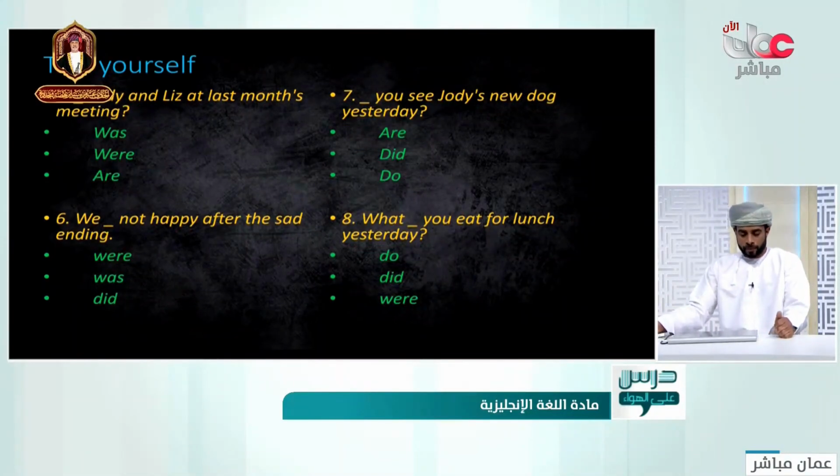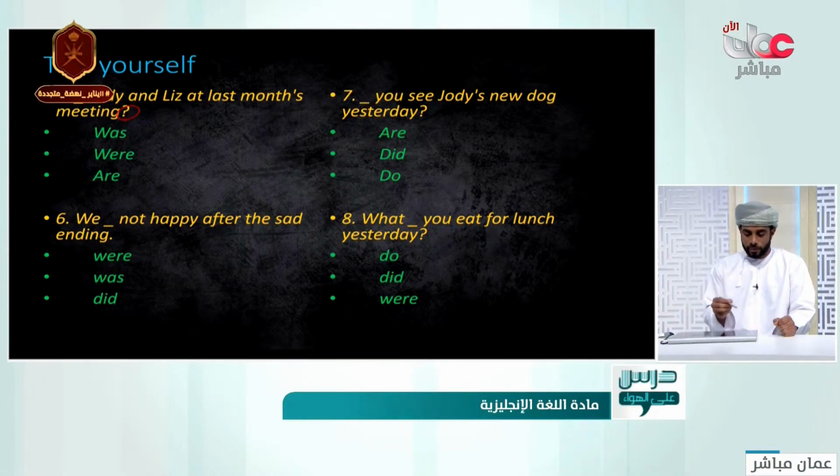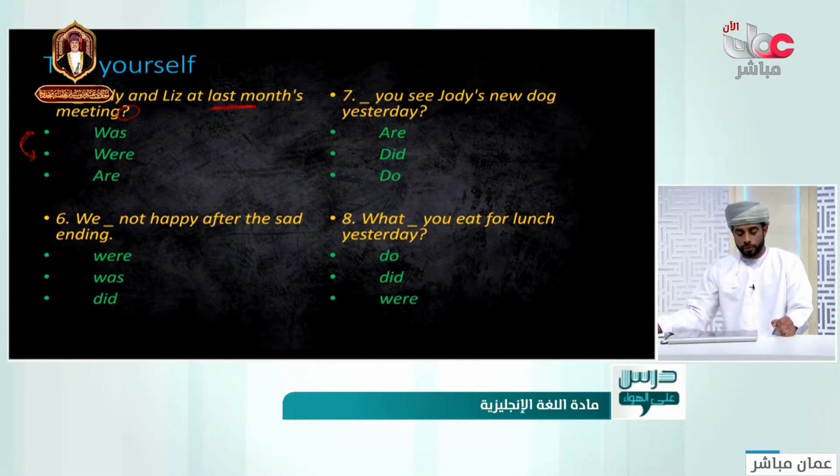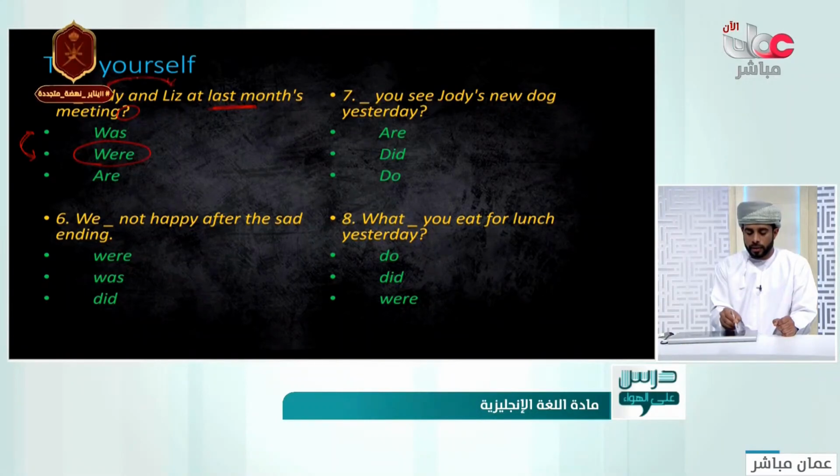Five. Judy and Liz at last month's meeting. There's a question in here. Do we have an infinitive in this question? No, there's no infinitive. So there's no movement. There's nothing like did or does. So we only have these two, either was or were, because it's talking about the past. Which one of them is the most suitable? Of course, were. Why is it were? Because we are talking about two persons in here, Judy and Liz.